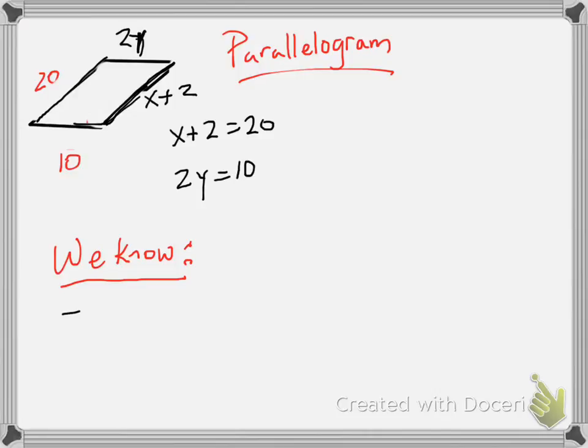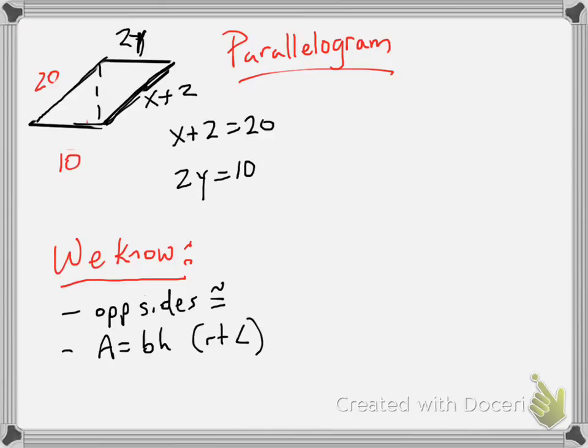So we know opposite sides are congruent. And in geometry, our formula is usually we set stuff equal to each other, or we add stuff up to equal 180, or we add stuff up to equal 360. So for this case, we know opposite sides are congruent. If you're finding the area, it equals base times height at a right angle. You've got to look for a right angle.